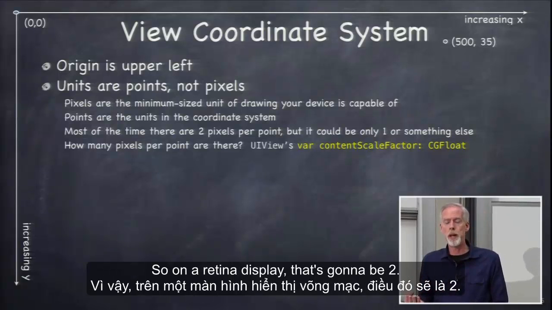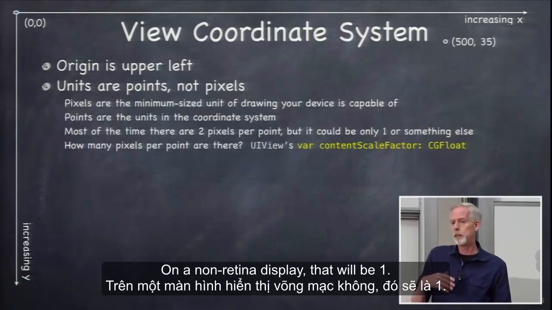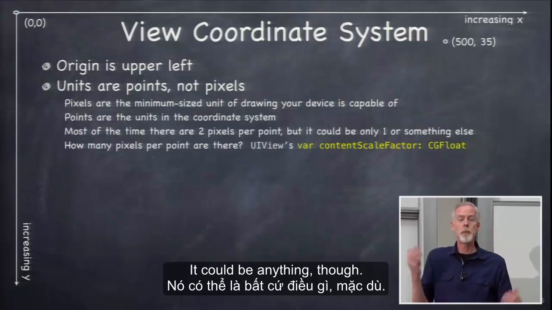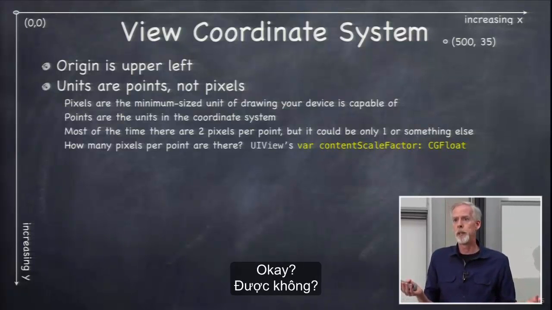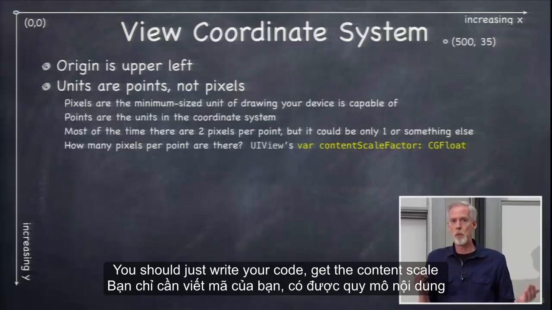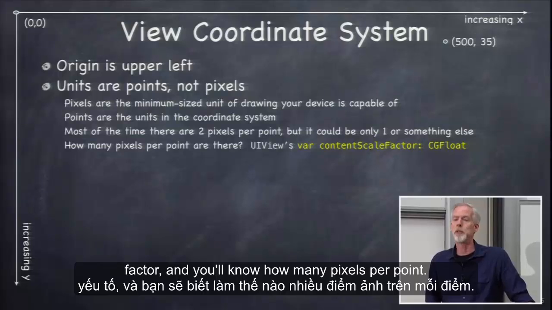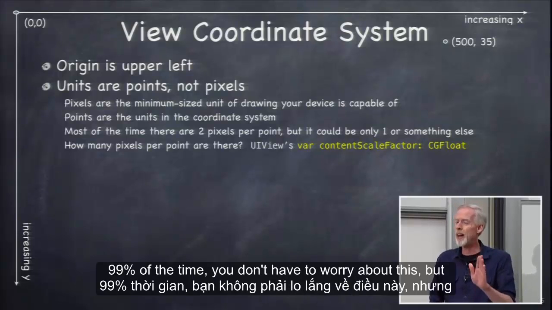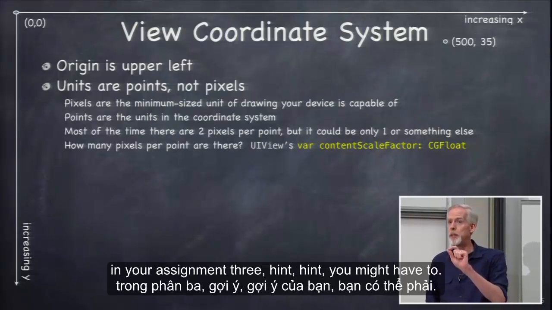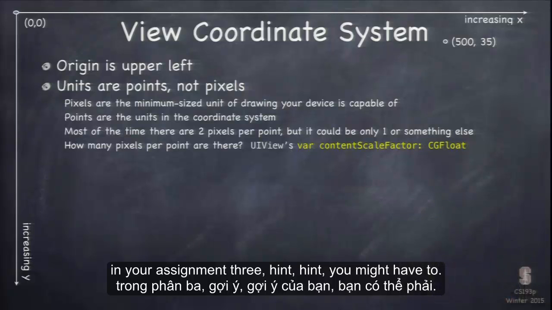So on a retina display, that's going to be 2. On a non-retina display, that will be 1. It could be anything though, okay? So you shouldn't write your code assuming it's 2 or 1. You should just get the content scale factor, and you'll know how many pixels per point. 99% of the time you don't have to worry about this, but in your assignment 3, hint, hint, you might have to.